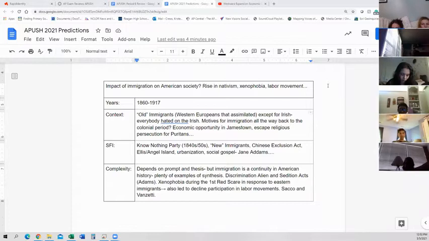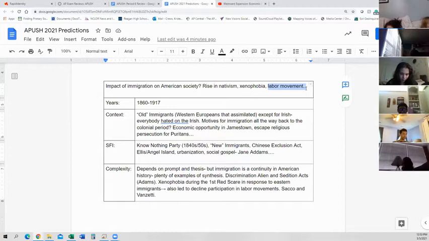So if it's asking about the impact of immigration on American society, there might be something about the economy in there with those documents. And then also pay attention to: are these your birds of passage, like the new immigrants? So a bird of passage was someone that came here, worked, saved enough money, and then would go back home. Did they ever come back, or did they just go back permanently?